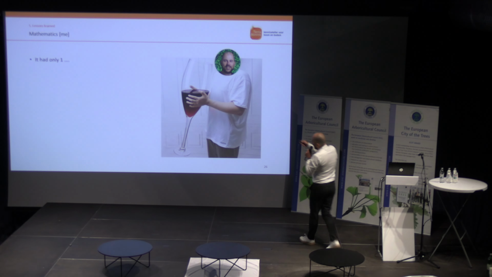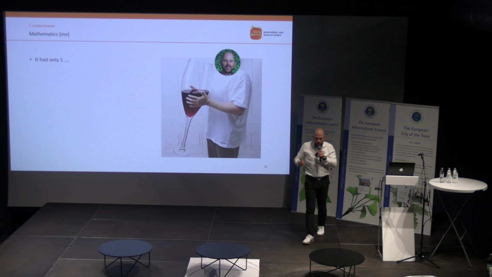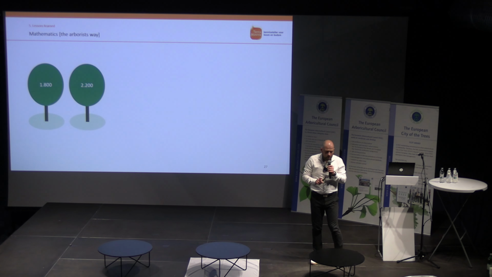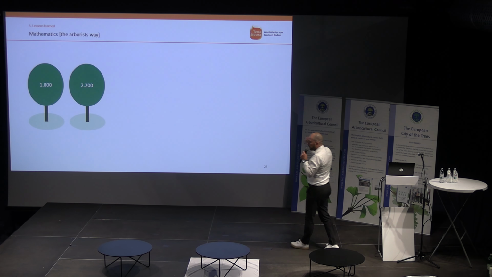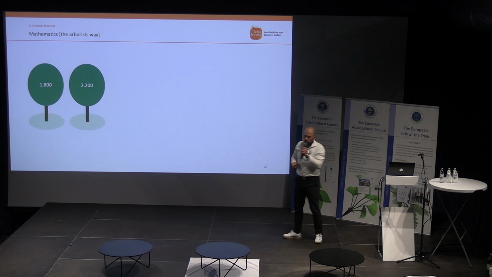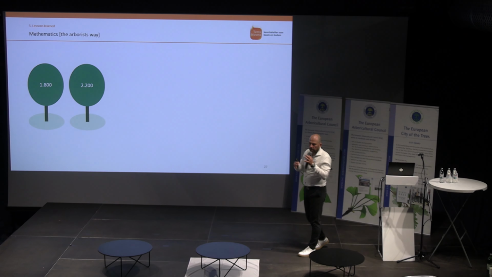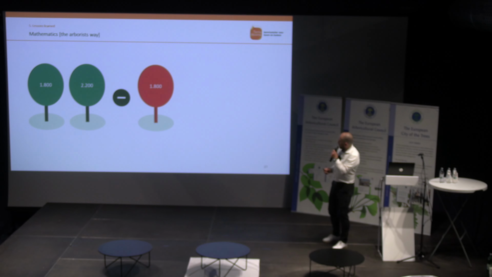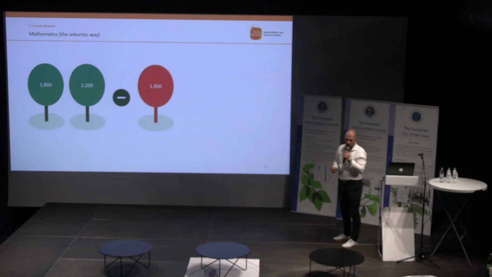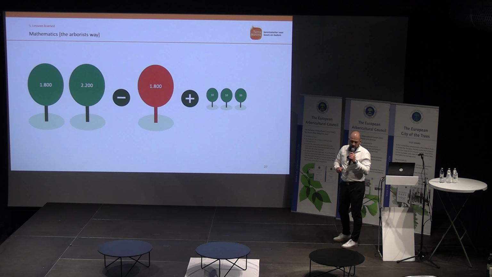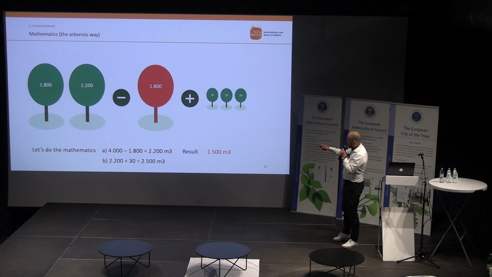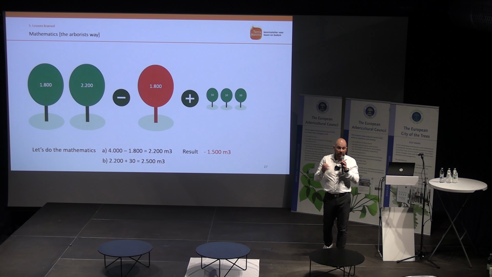So what I'm trying to say is it's not about the number of glasses, it's about the volume, what was in the glass. And so we as arborists, I think, have to look at it a different way and do the mathematics in a different way if we look at trees. So if we look at the same 2 trees, and this 1800 and 2200 are the cubic meters of canopy volume. If we look at the trees in this way and remove 1 of them, we are losing 1,800 cubic meters. We can plant 3 trees, but when the calculation is done the way I think we should calculate it, we are losing 1,500 cubic meters of canopy volume.